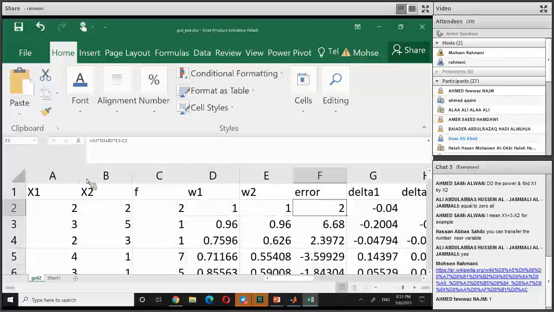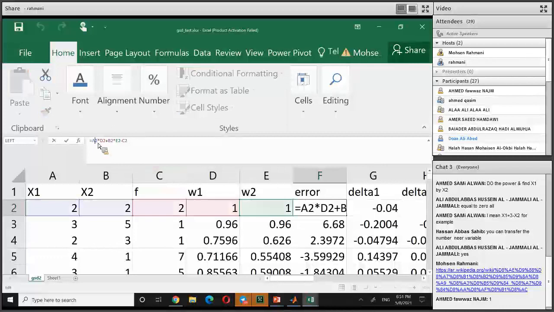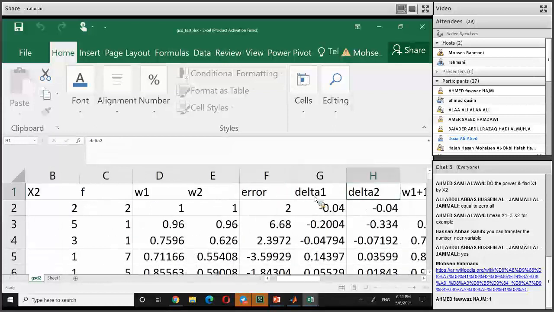Here is the error. I have calculated the error. You can see the formula. I don't know whether you see this or not. The error is calculated by multiplying x1 in W1 plus x2 in W2 minus f. This is the error.